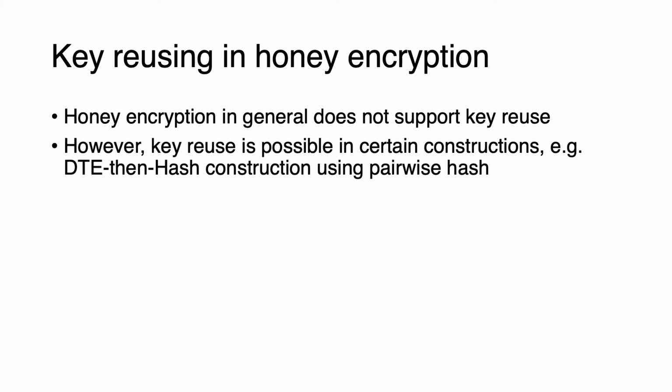Since honey encryption uses entropically secure encryption as an ingredient, it is straightforward to argue that honey encryption does not support key reuse in general. However, there is still a chance if you use a specific instantiation of entropically secure encryption. This is because we are actually feeding a uniform distribution to entropically secure encryption, which might be secure if the input is always uniform. In fact, we will show the DTE-then-Hash construction using a pairwise hash function indeed supports key reuse.